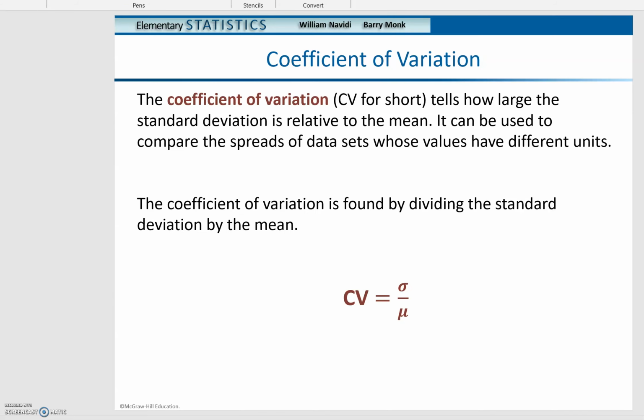The coefficient of variance is used to compare different data sets that don't have the same units. So it tells how large the standard deviation is relative to the mean. It can be used to compare the spreads of data sets whose values have different units. The coefficient of variance is found by dividing the standard deviation by the mean. So it's just a division problem.